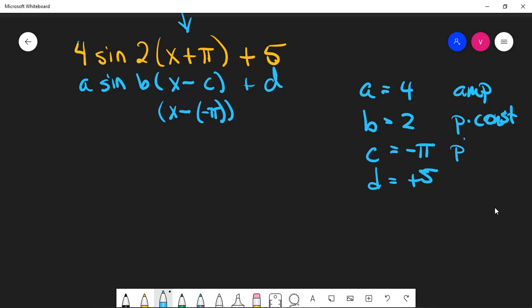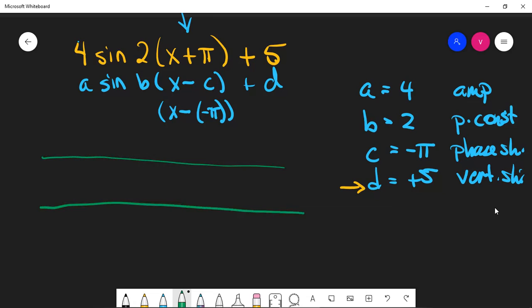This is the phase shift. And this is a vertical shift. Okay, so this is your midline right here. So let's see if we can draw a nice 3 lines here. So, midline. So the midline is D right here.